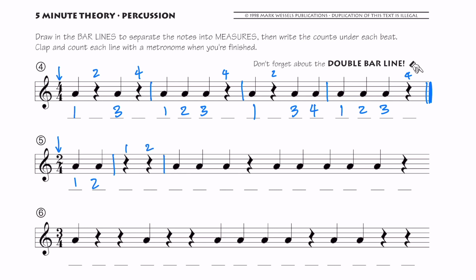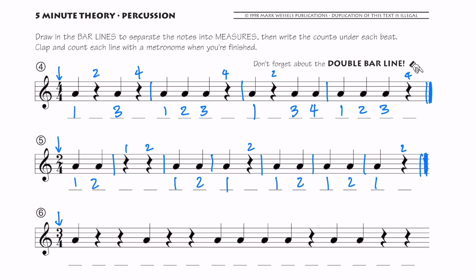1, 2, bar line. 1, 2, bar line. 1, 2, bar line. 1, 2, bar line. 1, 2, 1. Oops, bar line. 1, 2. I did the right counts, I just didn't write in the counting. Okay, let's go on. Number 6.